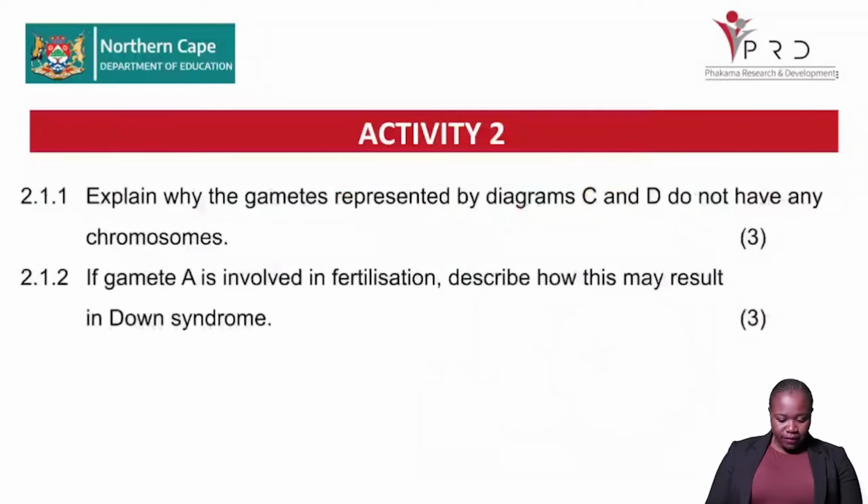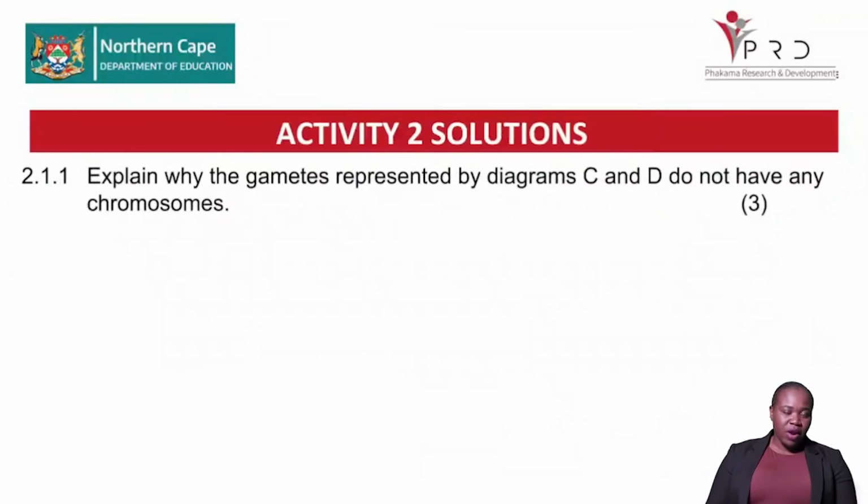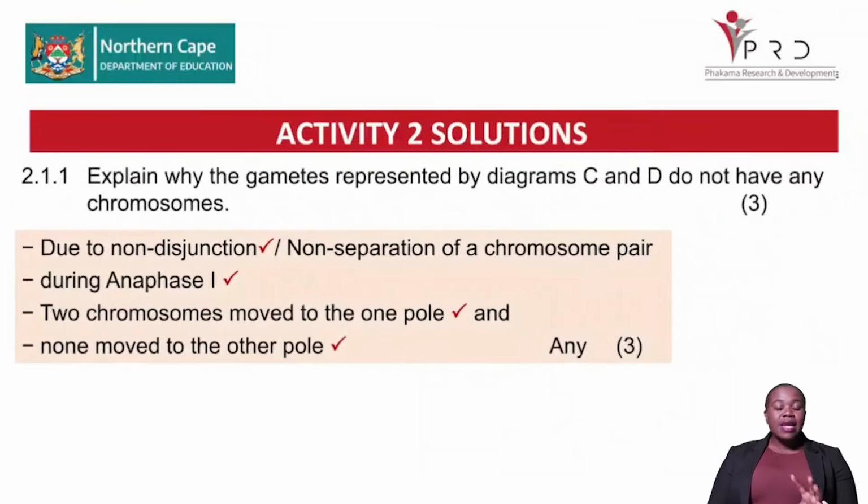All right, let's have a look at 2.1.1. It says, explain why the gametes represented in diagrams C and D do not have any chromosomes. What causes cells to not have chromosomes? Right? Already we know that this means that non-disjunction has taken place during anaphase, right? So this is during anaphase 1. Why is it during anaphase 1? This is because there are two cells that are actually empty, whereas if it took place during anaphase 2, we would not have any cells that are empty.